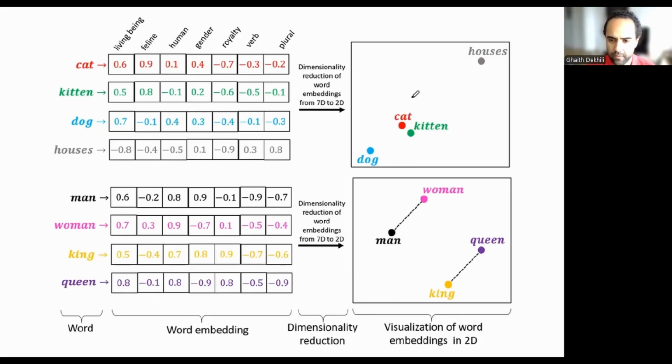If we look at these three words' representation in a 2D space, we see that a cat is closer to kitten than to dog, and woman is to man like queen is to king. And again, thanks to word embeddings, we have this kind of semantics and equivalence between words.